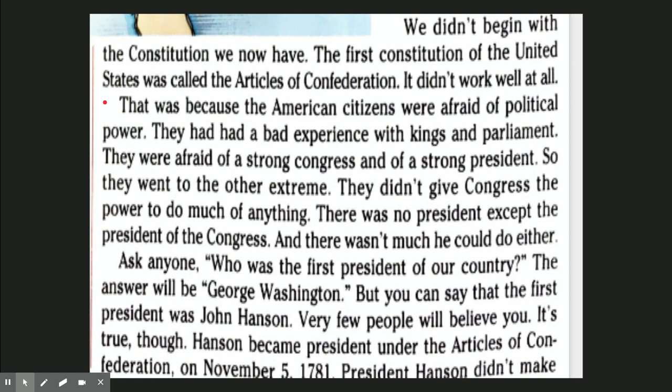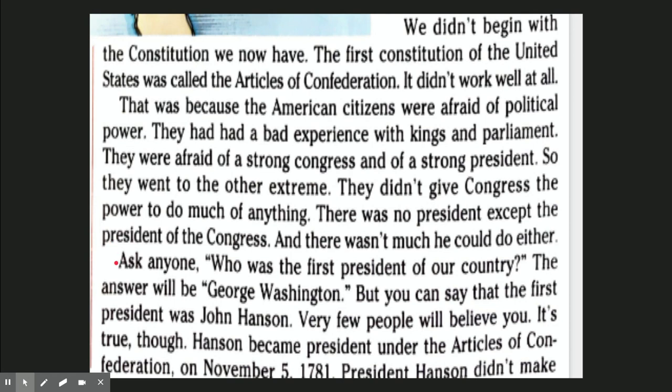That was because the American citizens were afraid of political power. They had a bad experience with kings and parliament. They were afraid of a strong Congress and a strong president. So they went to the other extreme. They didn't give Congress the power to do much of anything. There was no president except the president of the Congress. And there wasn't much he could do either.